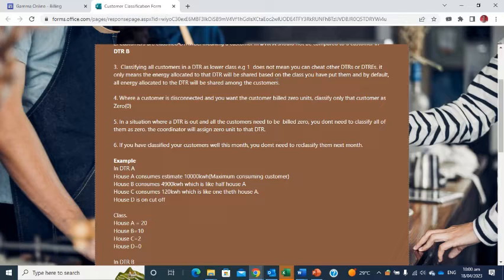So the best practice for you to do is to classify the customers based on their consumption. So let the maximum consuming customer in that DTR be 20, and then if the other customer is consuming half of what that first customer is consuming, you say 10. So by so doing, when you allocate, let's just say 300 units to that DTR, automatically the maximum consuming takes 200, and then the other one takes 100, which is like that half. It has consumed half. So that's the idea.